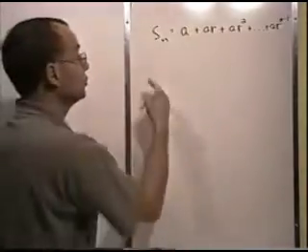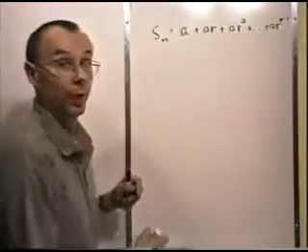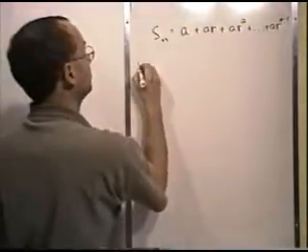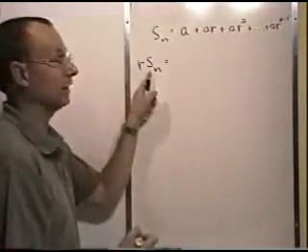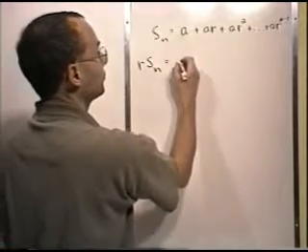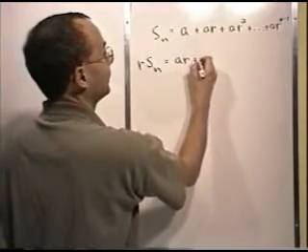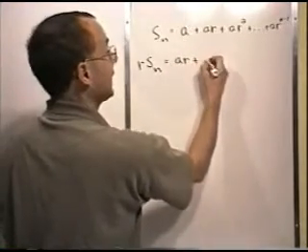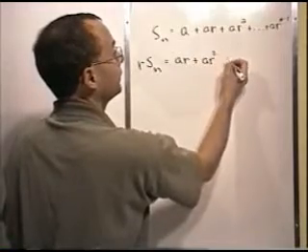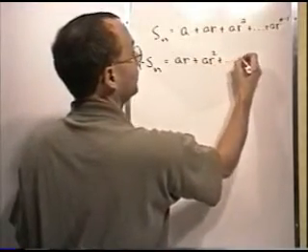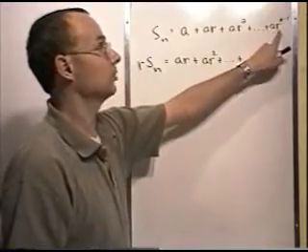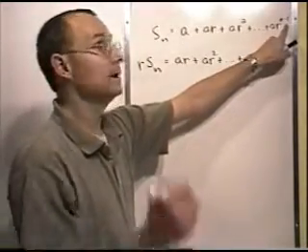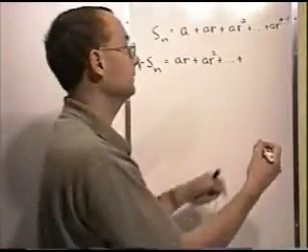What I'm now going to do is multiply both sides of my equation by r. So I'm going to produce a new equation, r times s sub n, and the first term would become ar, the second term would be ar squared, and so on until we get to the last term, which is going to be a times r to the n minus 1 times r again.